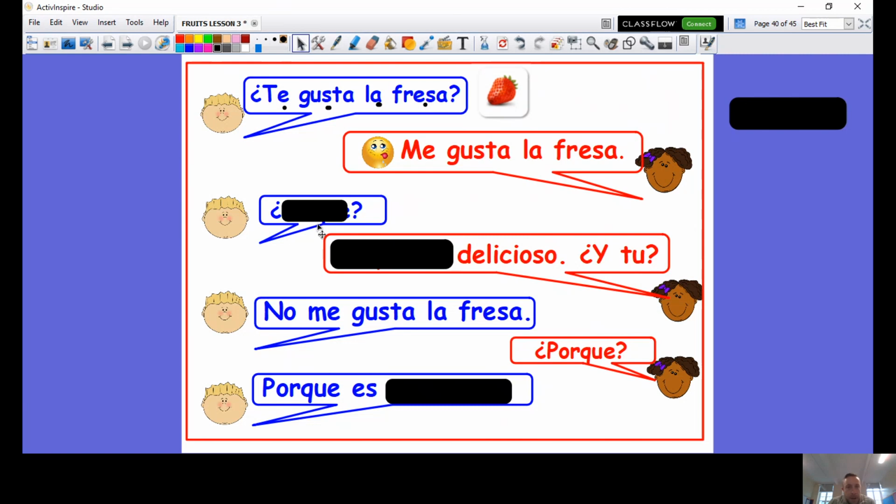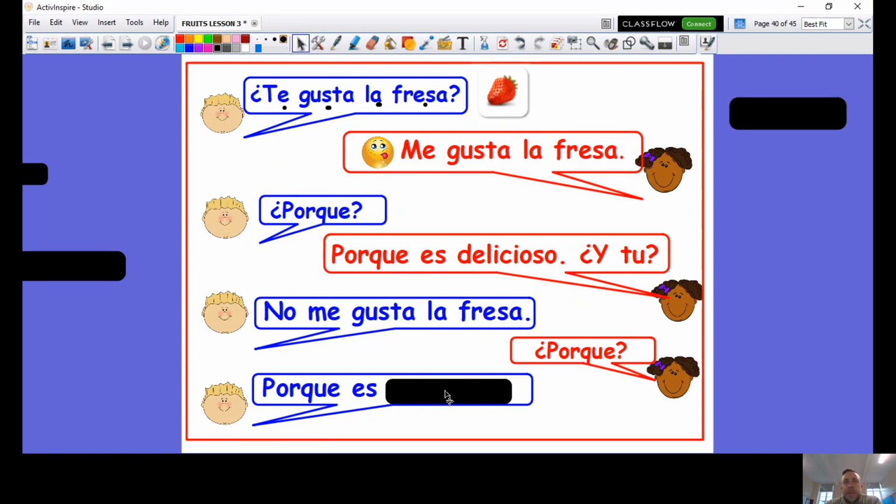Then he says, why? How do we say why in Spanish? ¿Por qué? And then she explains, because it is delicioso. Because it is. How do we say because it is? Muy bien. Porque es delicioso. ¿Y tú? No me gusta la fresa. ¿Por qué? Porque es... I remember he said disgusting. How do we say disgusting? Muy bien. Asqueroso.